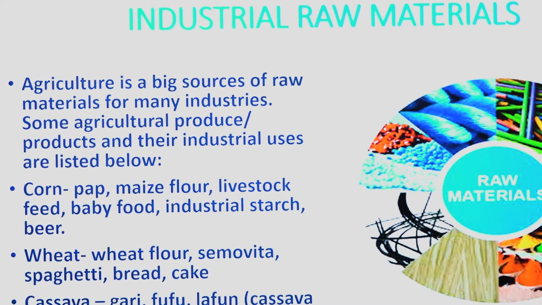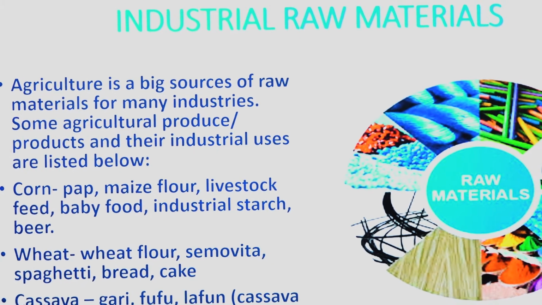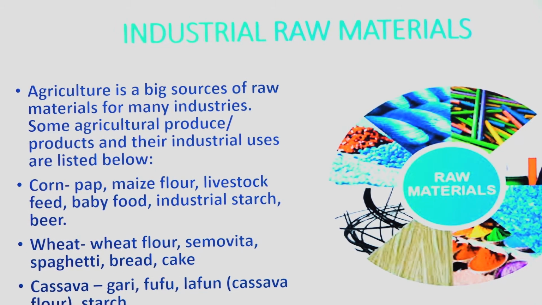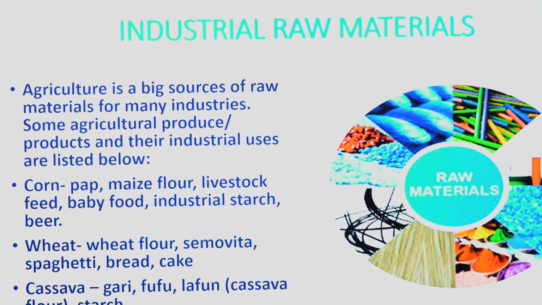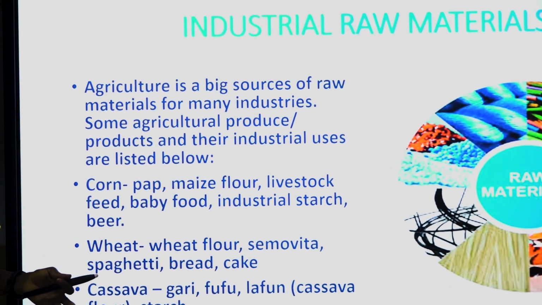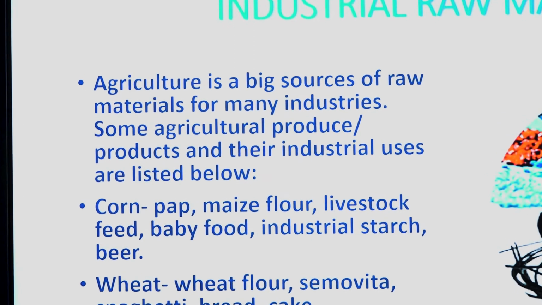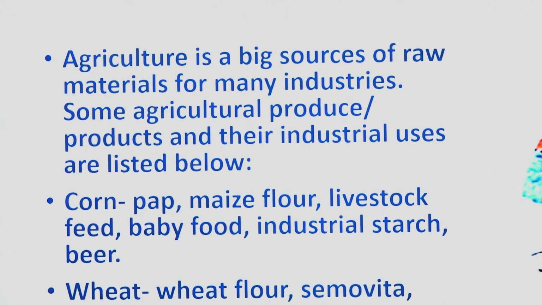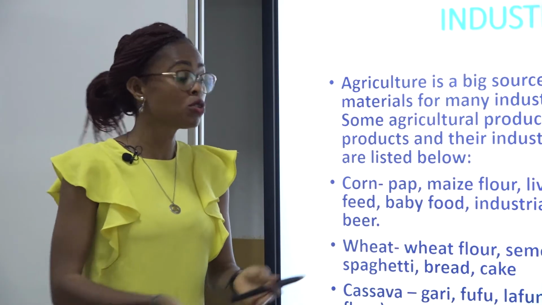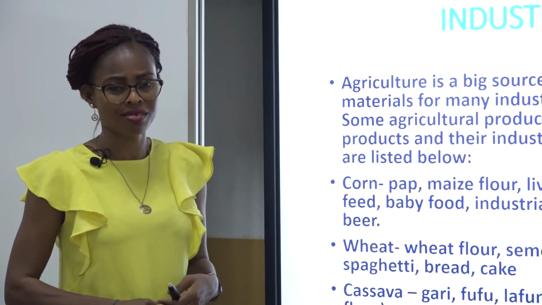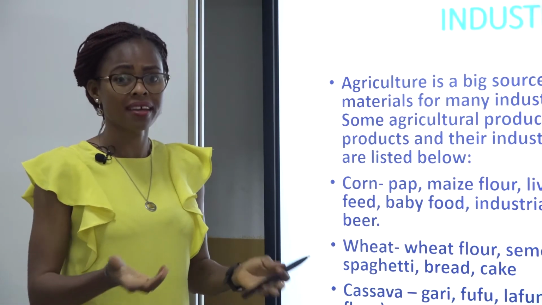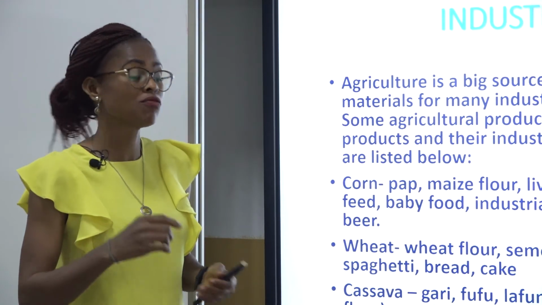One other importance of agriculture is industrial raw materials. I know you're thinking, industrial raw materials? Raw materials are gotten from agriculture. Agriculture is the biggest source of raw materials for many industries. Some of these are used like corn, or maize, that you popularly know, which are produced into pap, maize flour, or what? Livestock feed. Meaning that when you produce maize, the waste product is not thrown away. You can give it to your livestock as feed, even baby food. Gotten from where? Agriculture. Industrial starch, even beer. You might be shocked. Yes, they are gotten from agriculture.